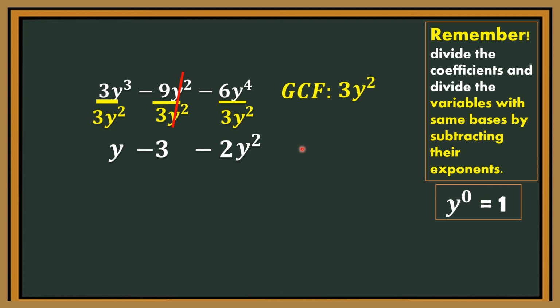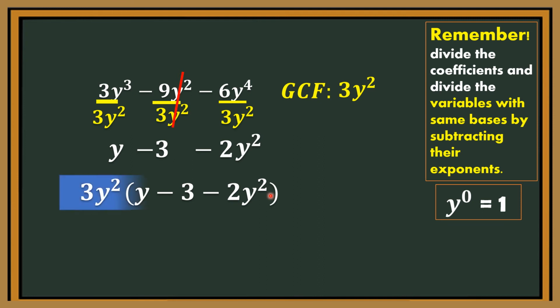Let us put them together. First factor, 3y squared. Second factor, the quantity of y minus 3 minus 2y squared. Therefore, this is now the factors of 3y cubed minus 9y squared minus 6y to the 4th.